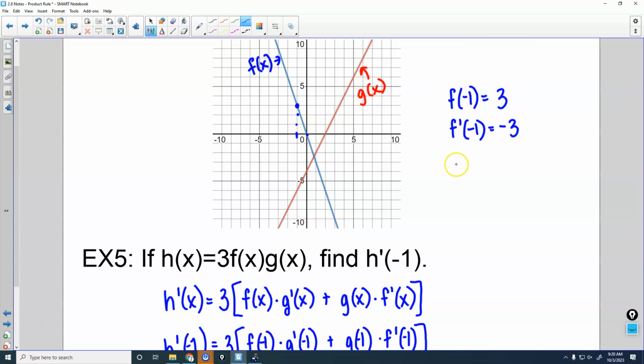All right, let's go ahead and do the others while we're looking at the graph. So g of negative 1, we're also going to need. What would I get for that? Negative 6. Okay. What do I get for g prime of negative 1? Is it 2? Yep. Up 2 to the right 1. I know the graph's a little small for you guys to see, but up 2 to the right 1. So that has a slope of 2.